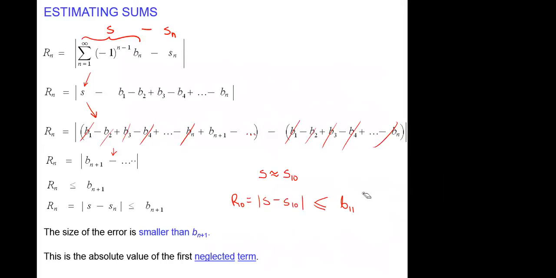Okay? And b sub 11 is relatively easy to find, because it's just b sub 1, b sub 2, b sub 3. We can compute b sub 11, no problem. We can see that without having the entire sum, we kind of know what the size of this error is. Yeah, it's quite nice, a powerful theorem also. Okay, let's see. This is also a beautiful proof.